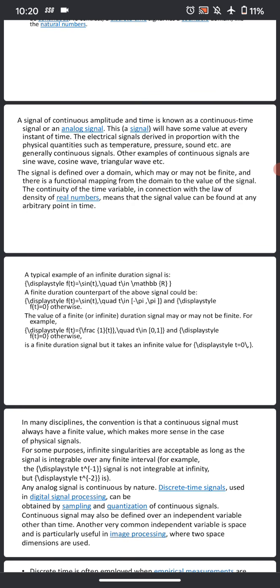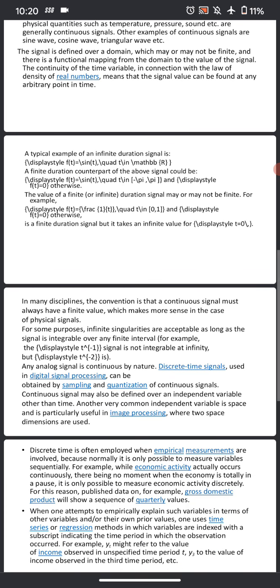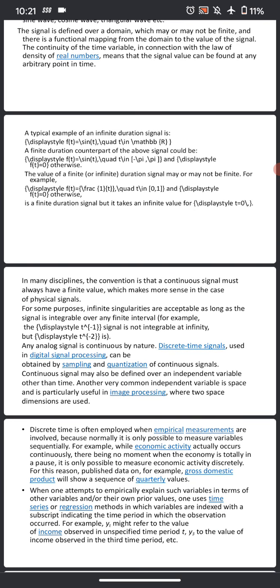For example, the displayed signal is a finite duration signal, but it takes an infinite value for t equals 0. In many disciplines, the convention is that a continuous signal must always have a finite value, which makes more sense in the case of physical signals. For some purposes, infinite singularities are acceptable as long as the signal is integrable over any finite interval. For example, the t to the power minus 1 signal is not integrable at infinity, but t to the power minus 2 is.